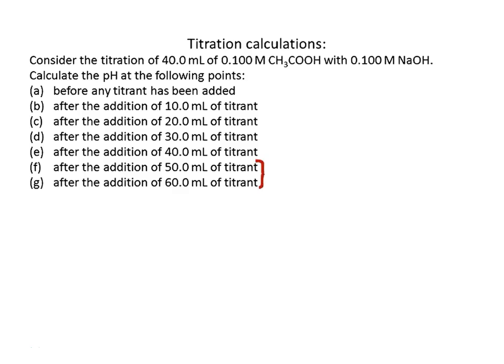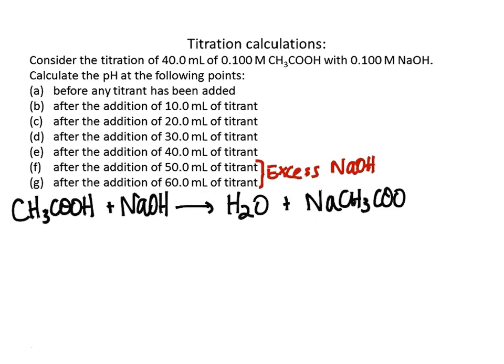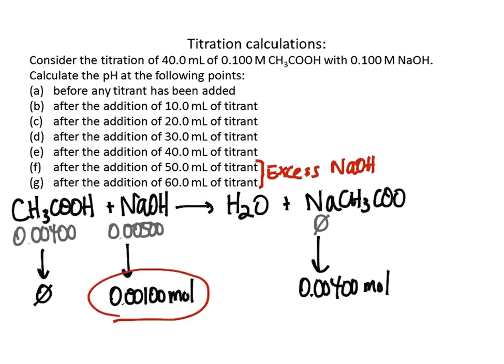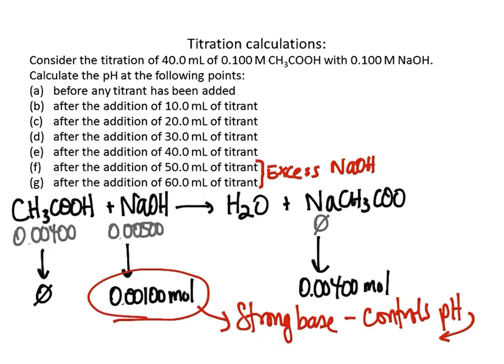Now the points after the equivalence point, the 50 and 60 mLs, you're going to have excess hydroxide present, and so the hydroxide is actually going to dominate the pH after the equivalence point. So all you would really do is calculate the excess hydroxide that you have. If you have 4 millimoles of acetic acid and 5 millimoles of sodium hydroxide that you've added, you'll have an excess of 1 millimole of sodium hydroxide. You will have some sodium acetate present, but it doesn't influence the pH as much as the hydroxide does. So the strong base will control the pH.